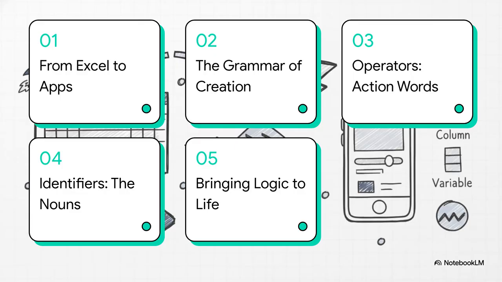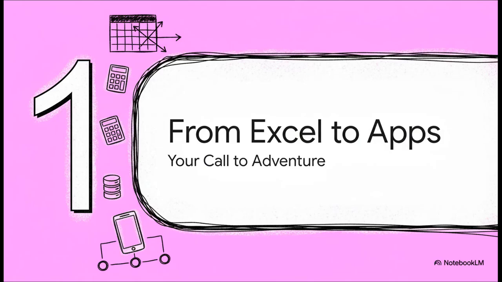Okay, so here's our game plan. First, we'll connect the dots from Excel to making apps. Then we'll get into the basic grammar of it all, the action words, which we call operators, and the names for things, which are the identifiers. And to wrap it up, we'll see how putting these simple pieces together brings real logic to life. So let's start with that first step, the journey from Excel to creating your own apps.